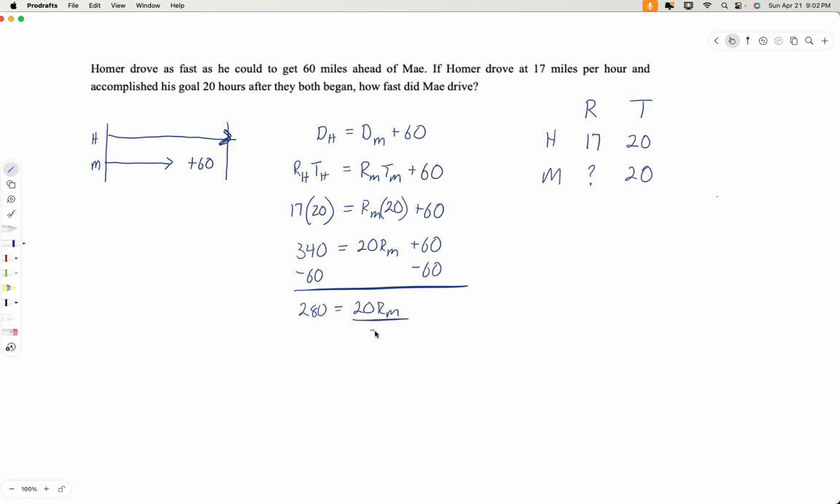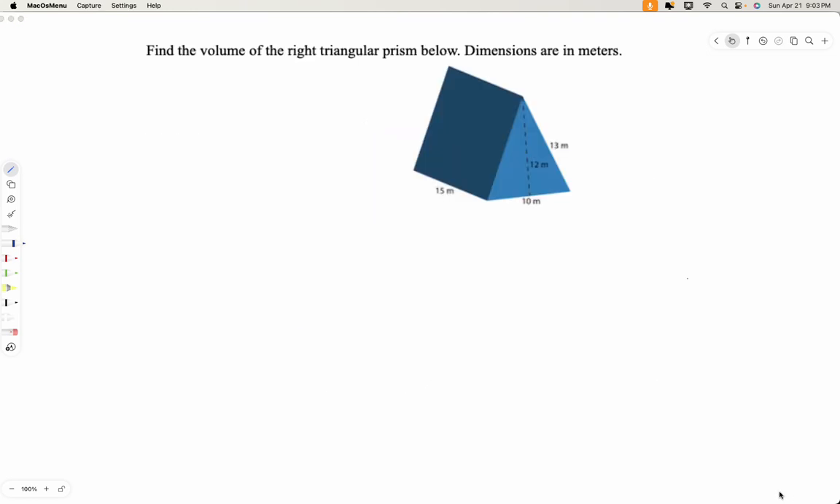If I divide both sides by 20, then I get that 14 is the rate of May. So she was driving 14 miles per hour. That is her rate, 14 miles per hour. That would be your answer. Okay, let's look at the next one.